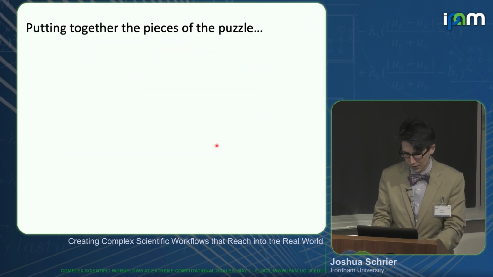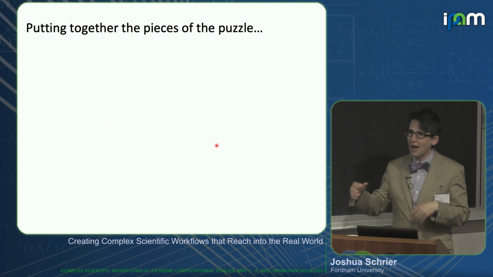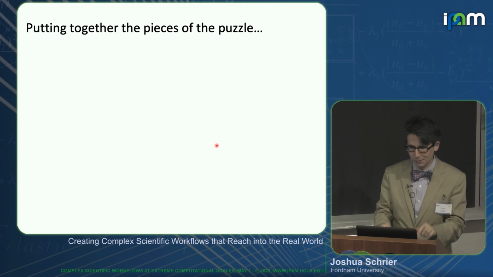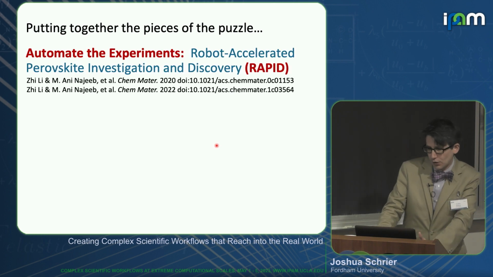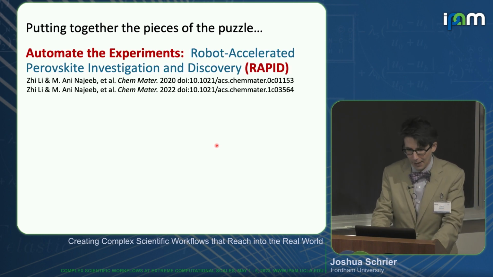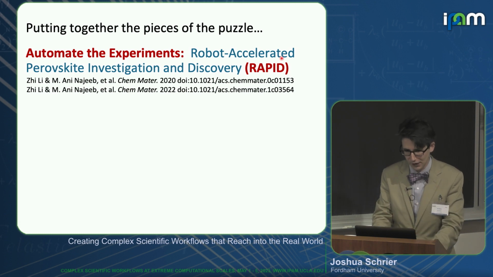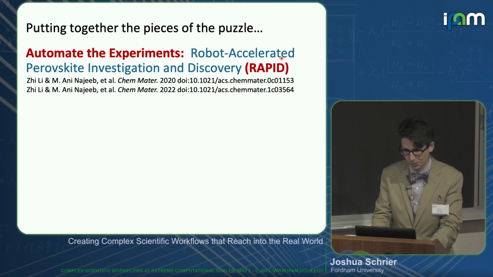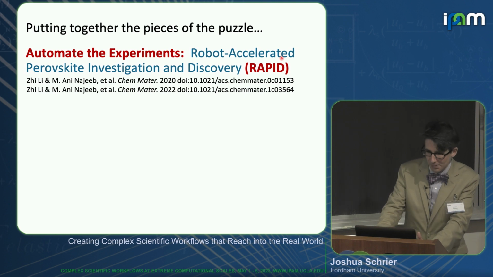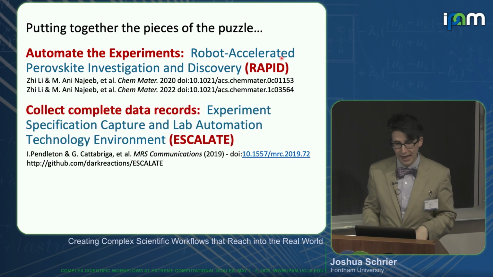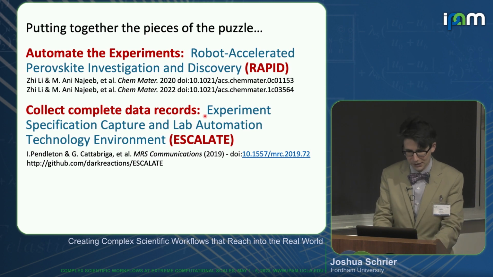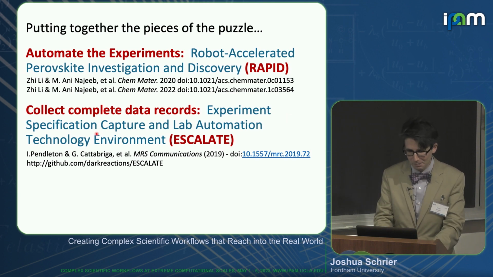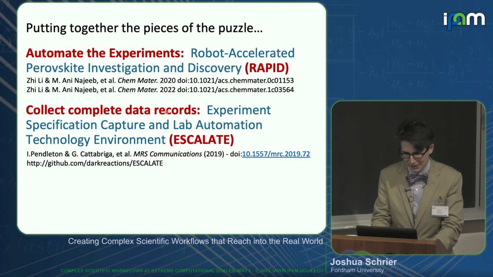Okay, so we tried to put together the pieces of the puzzle and see how this would work, right? And part of the reason why we had this large team was that we wanted to show all of these pieces playing together. So we needed to work on automating the experiments, right? And to do this, we developed a system called Rapid, right? And we've demonstrated that in the context of a few different synthesis methodologies for perovskites. There's also this need to develop a workflow for managing the data, right? And so our workflow software that we've developed is called Escalate, for experiment specification, capture, and lab automation technology environment. And I'll tell you a lot of details about that.